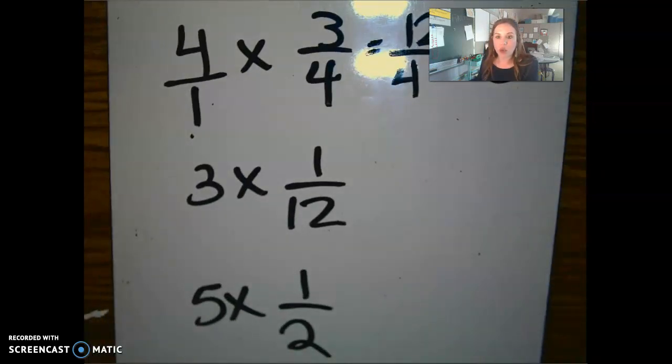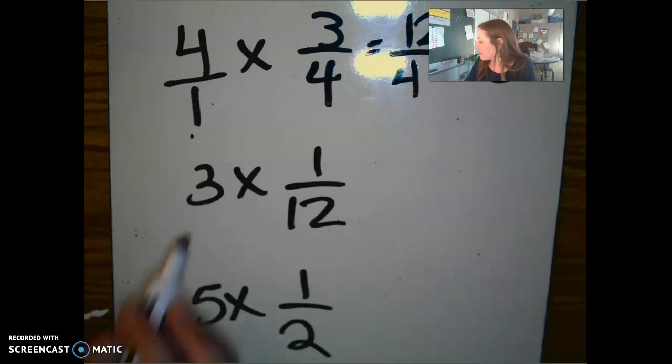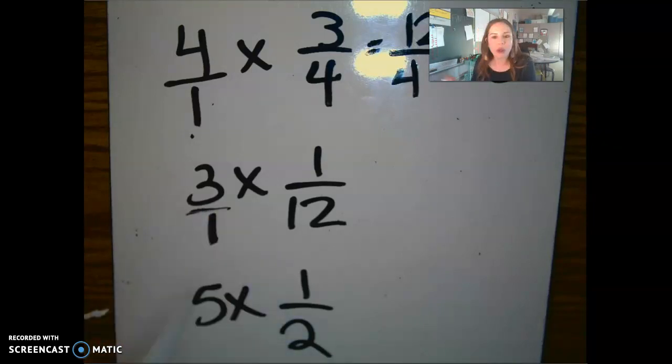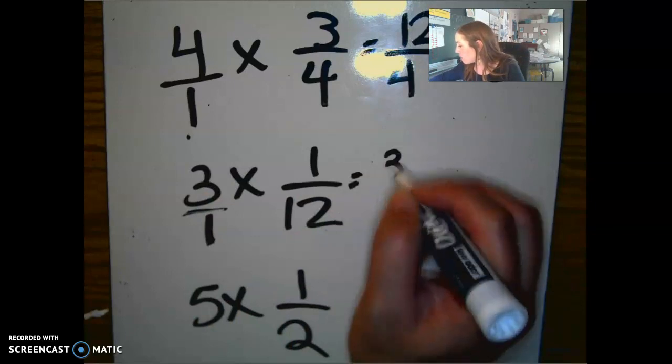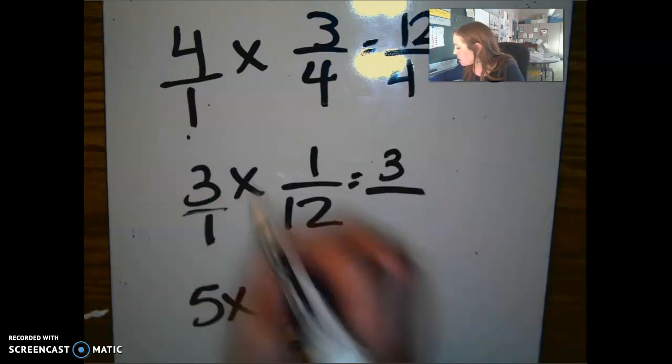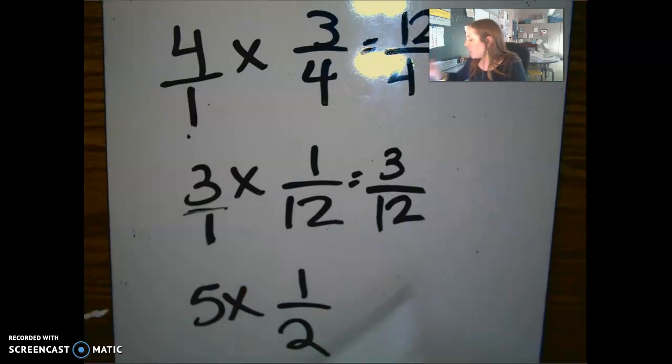3 times 1/12. How am I going to turn that 3 into a fraction? I hope you were able to do it before I did. And that's right. All we do is put a 1 underneath. Okay, now we can multiply across. 3 times 1 is 3. 1 times 12 is 12.